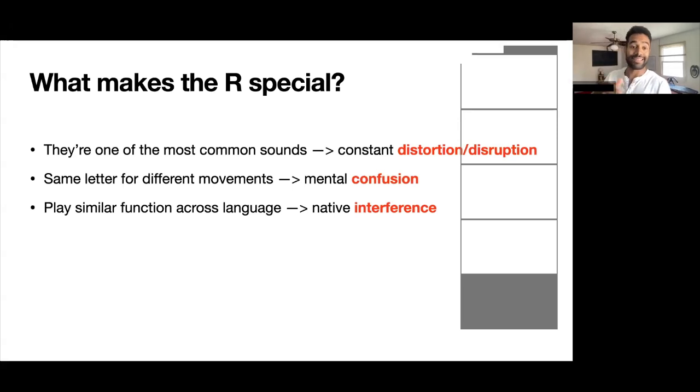Finally, this R sound plays a similar function across the languages. It's typically the sound that we combine with other consonants and put in between syllables. And for that reason, the way the brain is set up with the different motor patterns and habits, when you go to a new language and you hear an R sound, your brain might actually recognize it as the R from your own language because it shows up in the same place. Oh, I know, usually it's this guy here, so I put that in there. And that's native interference, which once again, makes it even more complicated. So it's the most common sound and it's the most easily confused and interfered with sound in any language, particularly in Spanish. So that's what makes it so special from a pronunciation point of view.